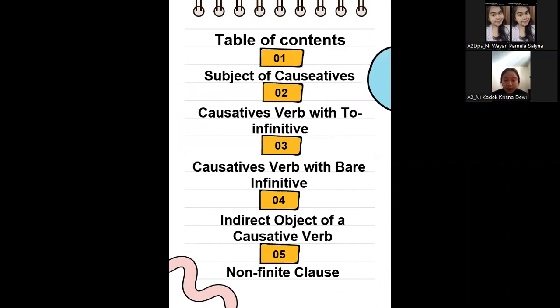This is the table of content. The first is subject of causative. The second is causative verb with two infinitive. The third is causative verb with bare infinitive. The fourth is indirect object of a causative verb. And the last is non-finite clause.